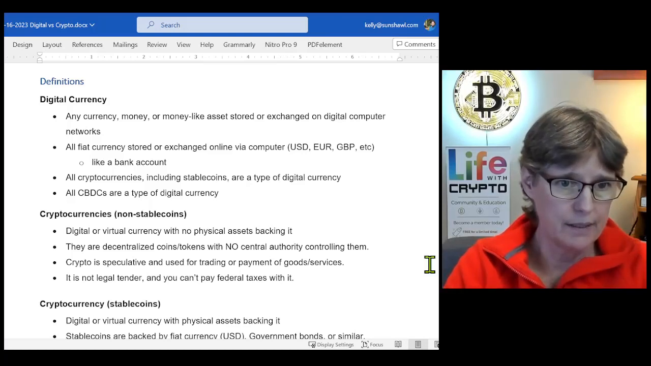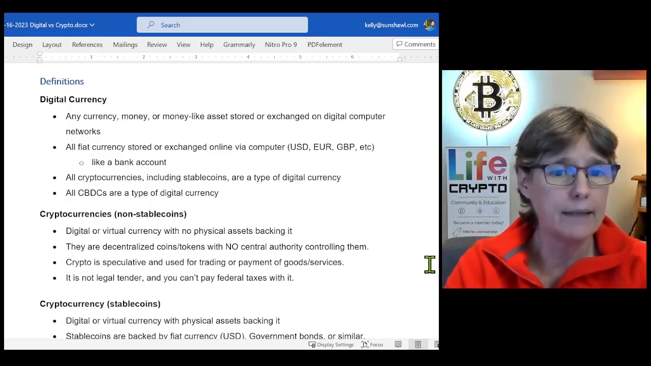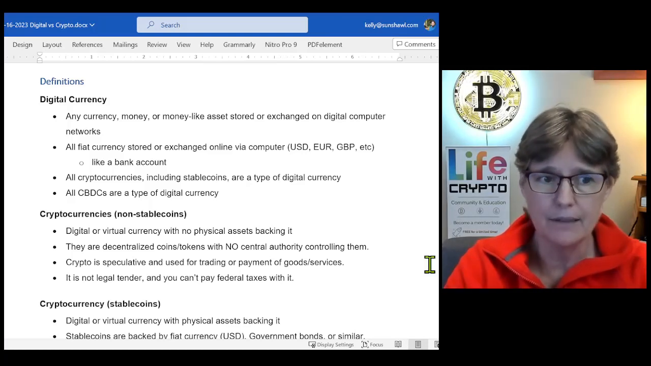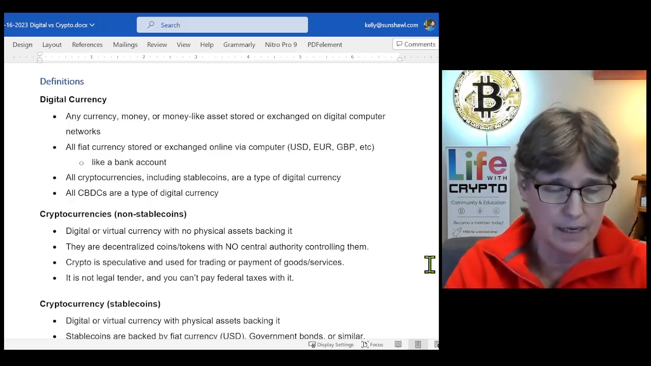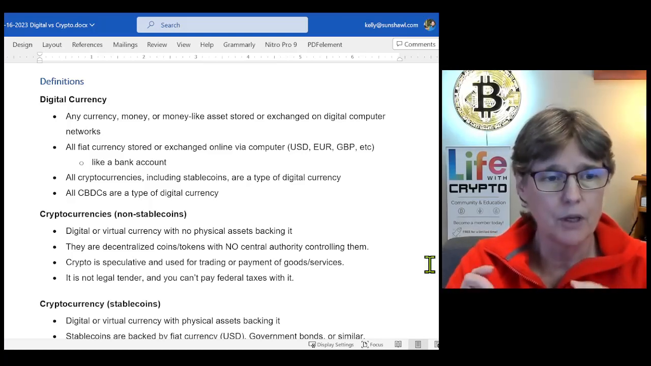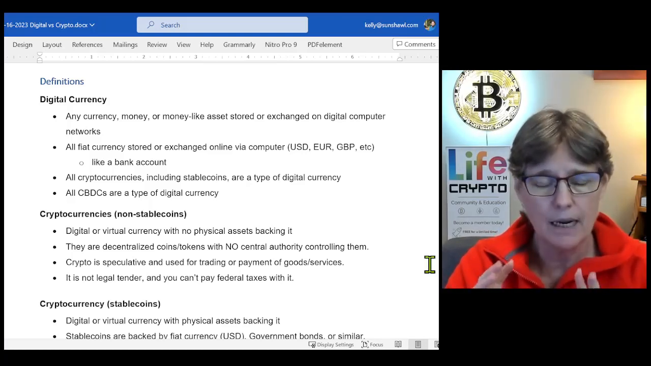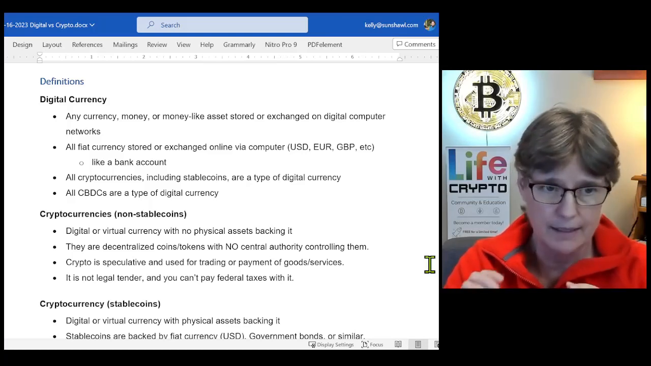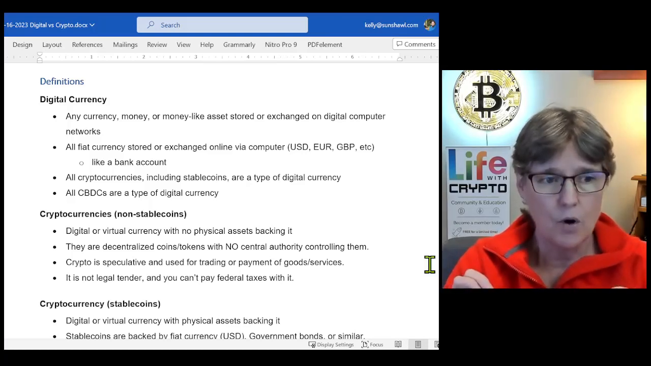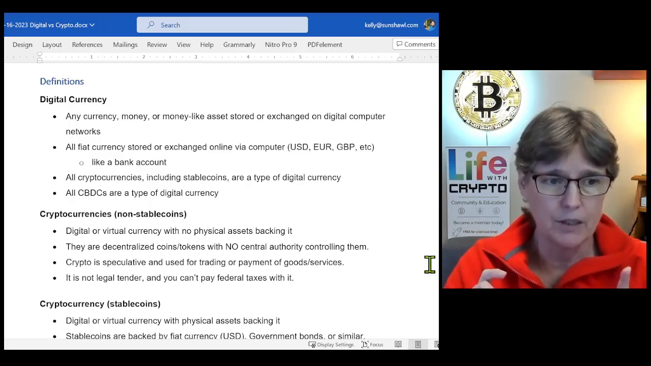All cryptocurrencies, including stablecoins, are a type of digital currency. All CBDCs are a type of digital currency. So I hope that thus far helps you understand that every type of digital currency asset that you can access online is a digital currency. So let's go on to cryptocurrencies, and then I'll come back and finish that statement.